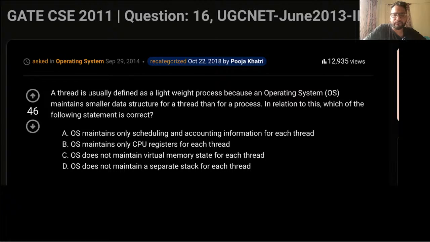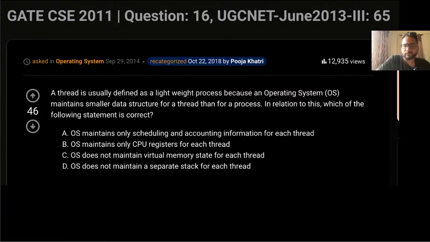Now let's solve this question. Can you tell me which one is the correct answer here? A thread is usually defined as a lightweight process because an operating system maintains a smaller data structure for a thread than for a process. In relation to this, which of the following is or are correct? OS maintains only scheduling and accounting information for each thread. OS maintains only CPU registers for each thread. OS does not maintain virtual memory state for each thread. So what is the correct answer? Just think about it and let me know.